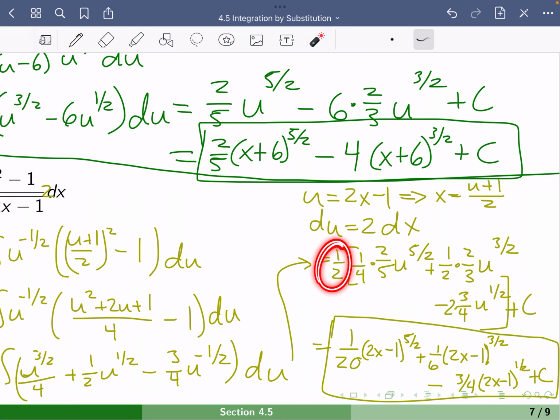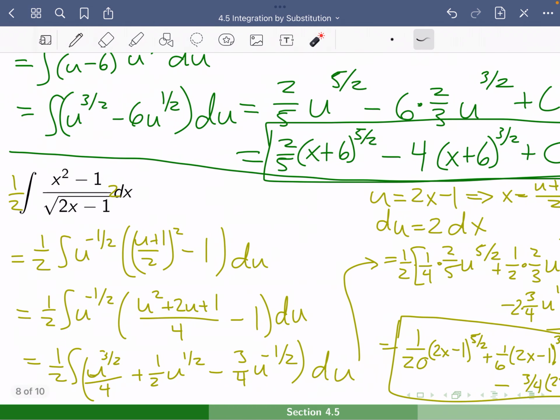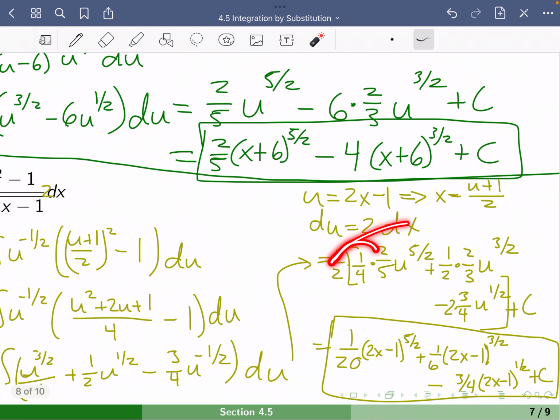Make sure that this 1/2 out here, that 1/2 was in front of that integral, that is getting distributed to every single one of those pieces. So if you felt like I might have been missing a 1/2 or missing a factor of 2 on these things, I was not. That 1/2 got distributed to each of those pieces. Perfect.